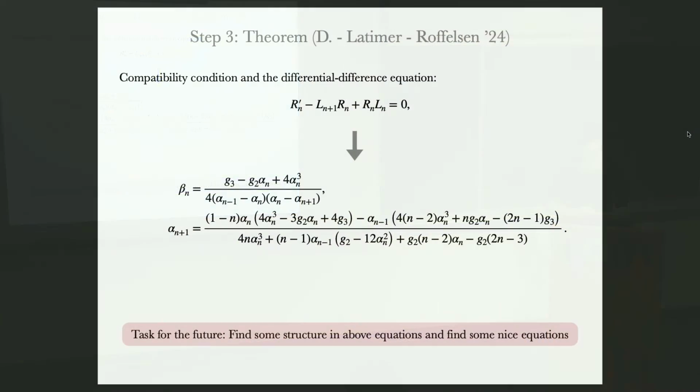Okay, finally, we can actually do something a bit more, which is the compatibility condition and the differential difference equation. This, in the case of genus 0, is just going to give me some sort of discrete Painlevé equation, additive discrete Painlevé equation. And the way you're getting this is just by saying that yn.